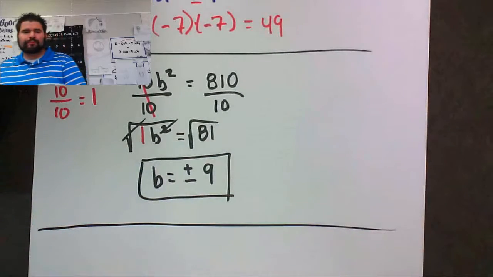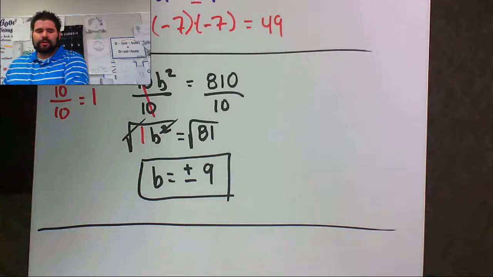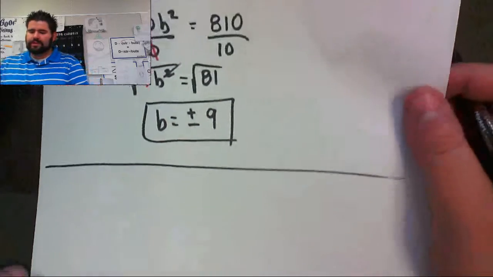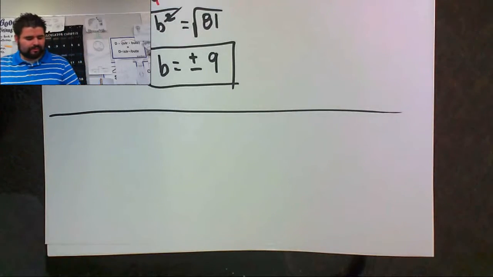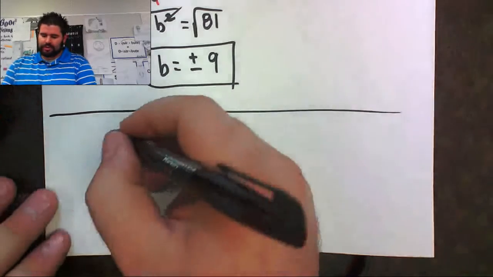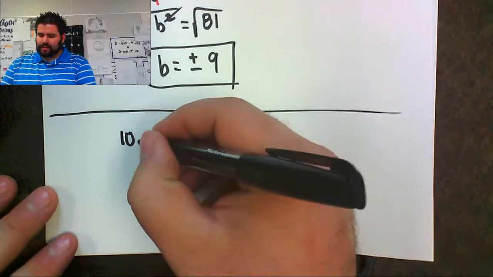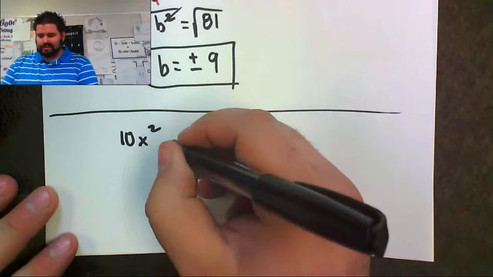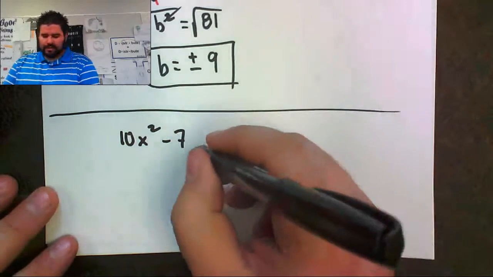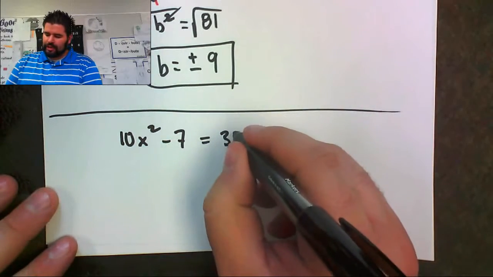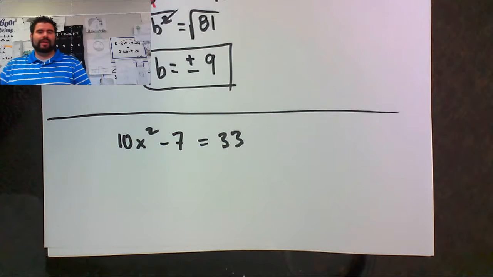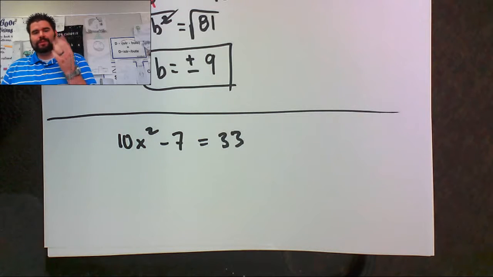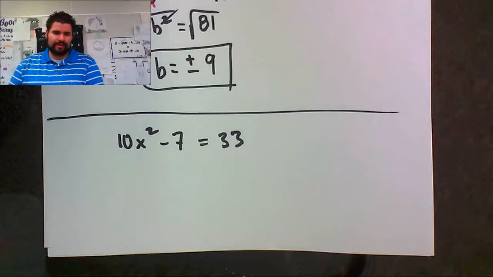Let's do one more before I send you on your way. This is going to be the final example, and let's take a look at something a little bit more extreme here. Let's take a look at 10 times x squared minus 7 equals 33. So now in this example, we added one more thing. Now we have 3 steps in order to get the x by itself.